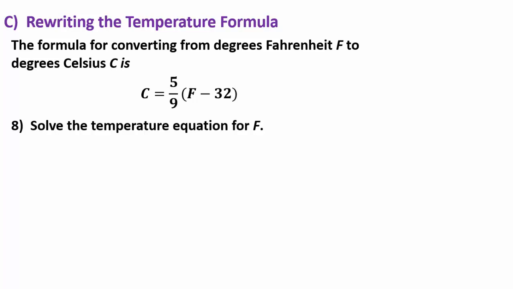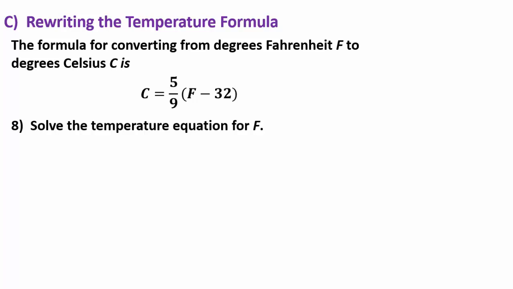be the temperature formula. Because, hey, you guys always probably hear on the news or something that sometimes they refer to degrees Fahrenheit and sometimes Celsius. So the formula for converting from degrees Fahrenheit, F, to degrees Celsius, C, is that Celsius is equal to 5/9 times Fahrenheit minus 32. We're going to solve this temperature equation for F to see what F is equal to.